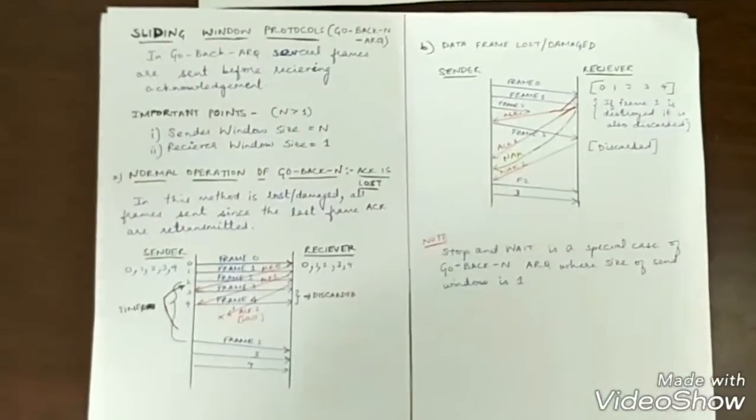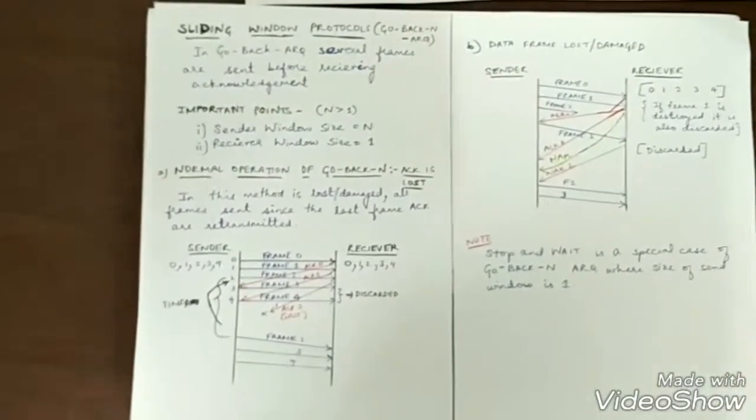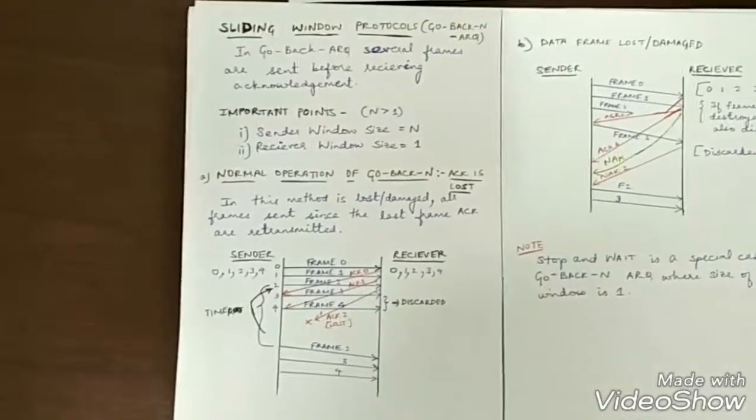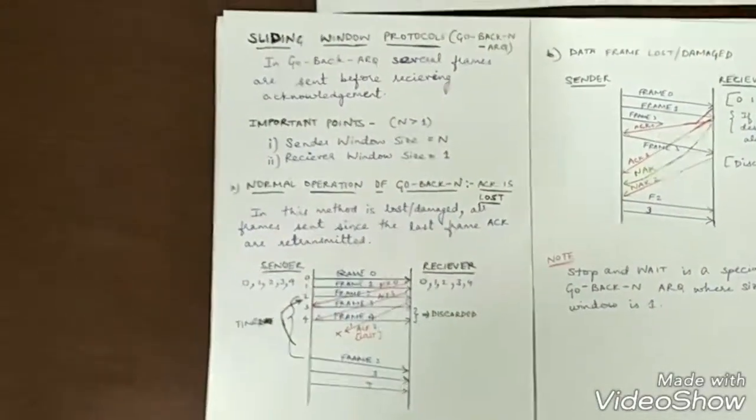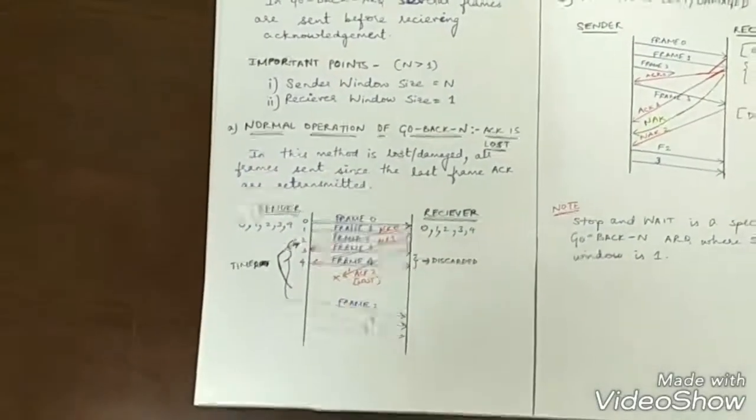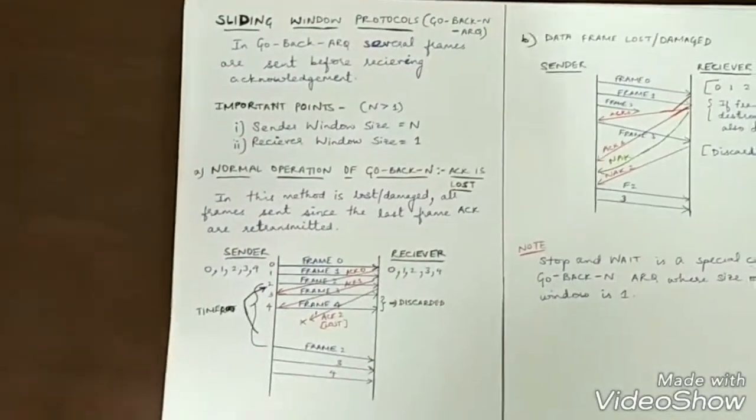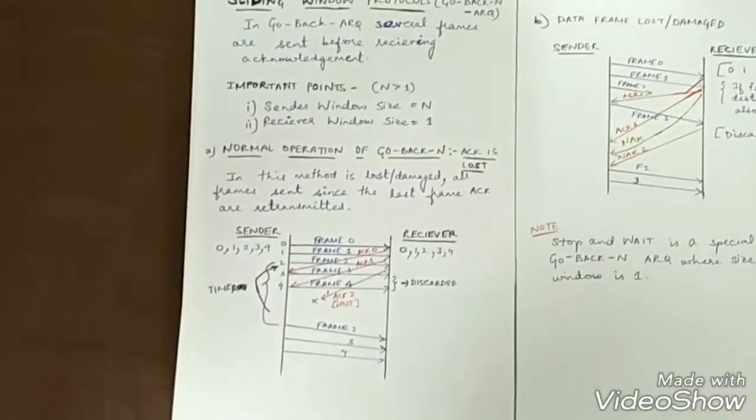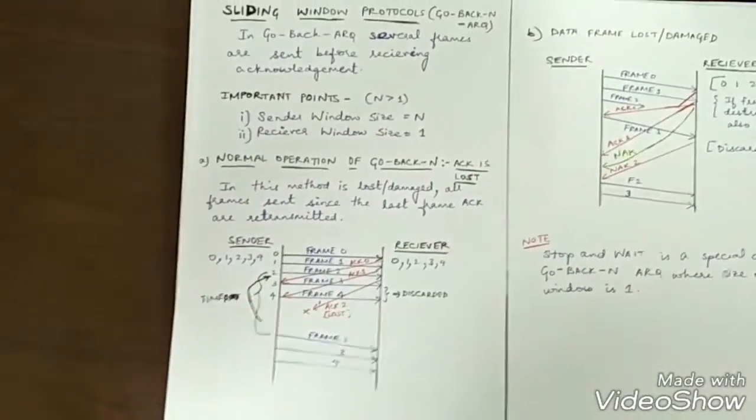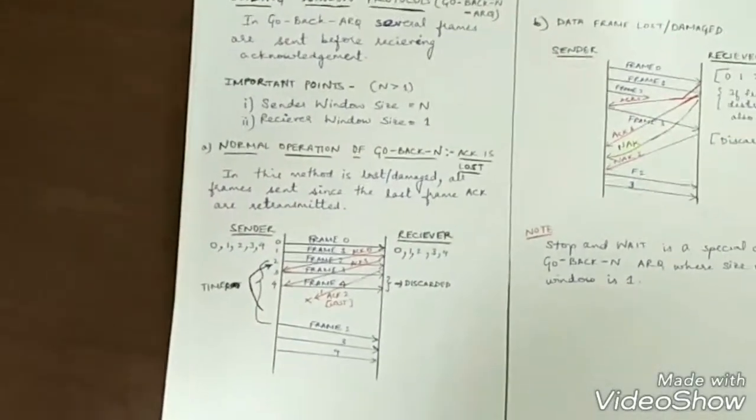So now we will see the Go-Back-N ARQ protocol. Here, several frames can be sent before receiving acknowledgement, which increases the efficiency. What is important here is that the value of N is greater than 1, where N is the sender window size, and the receiver window size is equal to 1. Now how does it work?